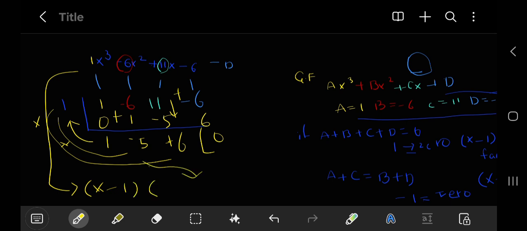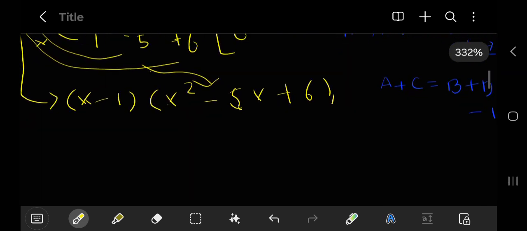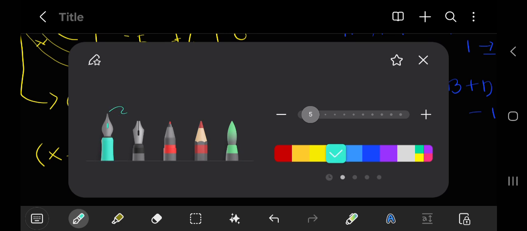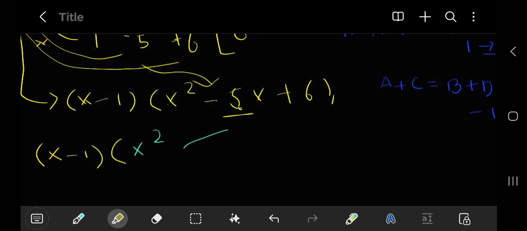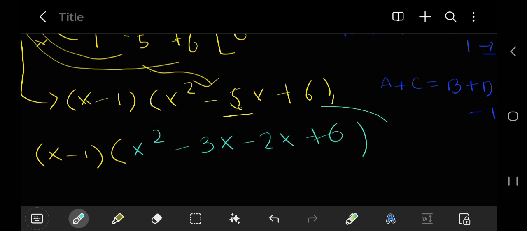So now I have my polynomial factorized. We are halfway. x minus 1 into x square minus 5x plus 6. Cool. In previous videos, we talked about factorizing quadratics, so let's apply that here. When I multiply minus 2 and minus 3, I'm getting plus 6, and when I add them, I'm getting minus 5. Sorry, I wrote it wrong earlier, let me clarify it.